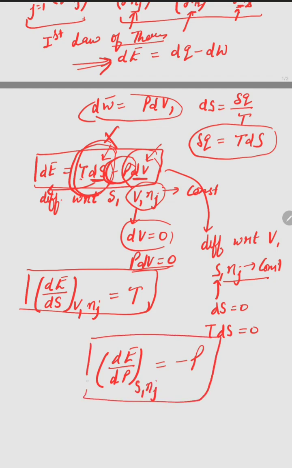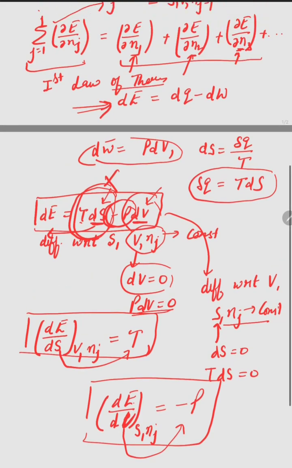Okay. So you can see, when we differentiate E with S, we are getting temperature T. When we differentiate E with V, we are left with minus P.